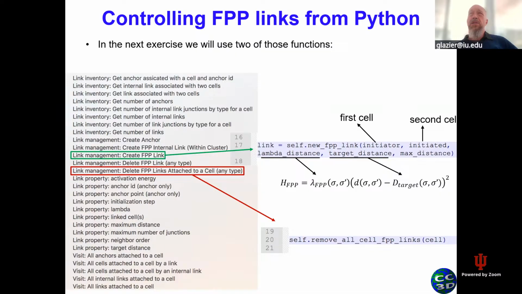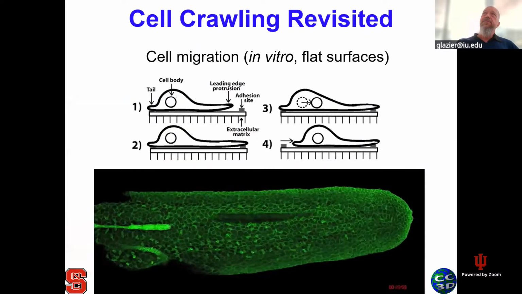And then I can also delete all of the links on a particular cell, self.remove all cell FPP links of cell, and that'll break all the links on that cell at the same time. That may not be what I want to do. I might want to change the rule, change it more gradually, but I can do that. Okay, so those are two of the functions that we have.